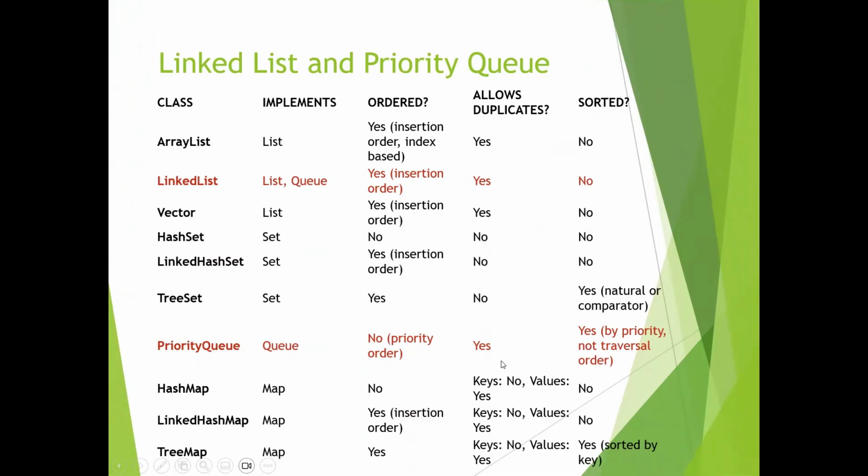These both allow for duplicates. LinkedList is not sorted, but PriorityQueue is sorted because of that binary heap mechanism I mentioned. And it's kind of sorted because the highest priority element is always removed. However, internally, it may not necessarily be sorted. We'll go into that a little later.